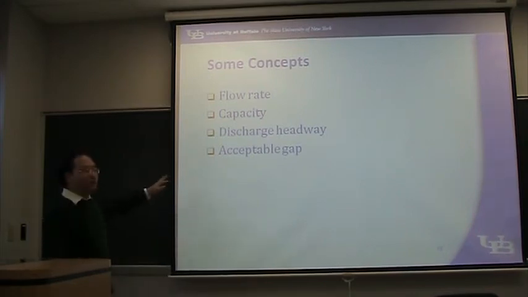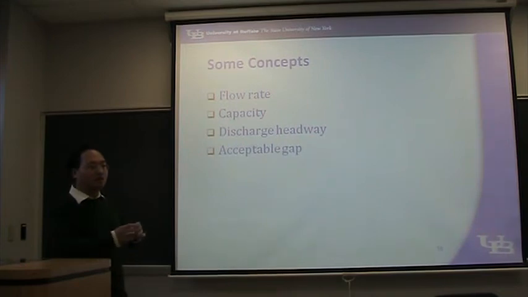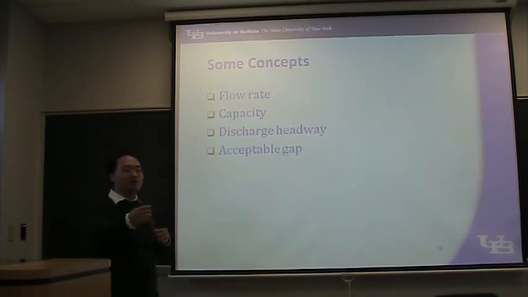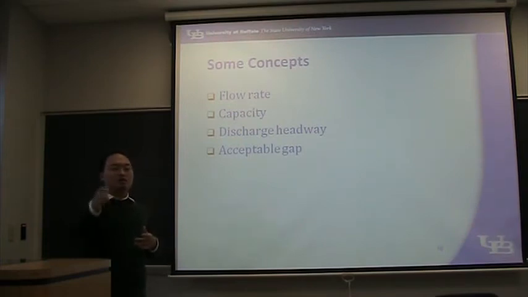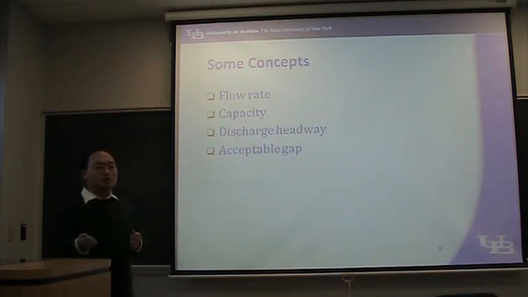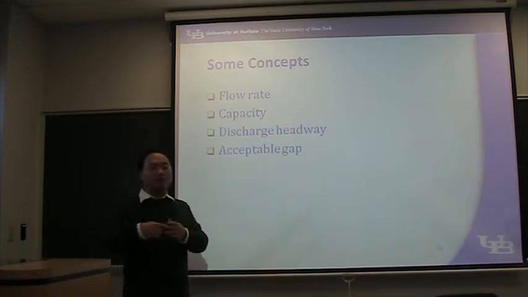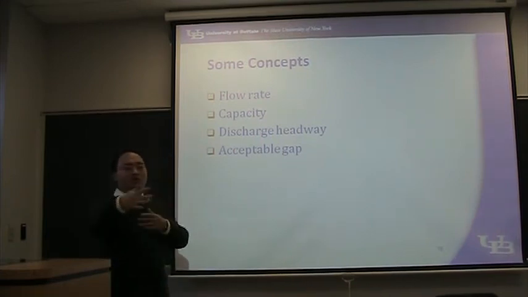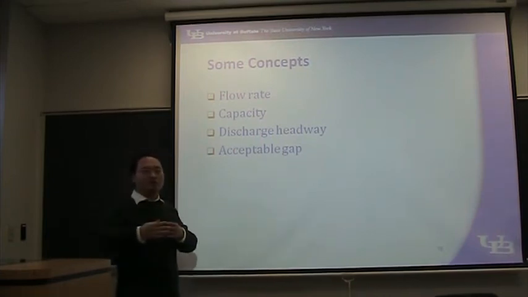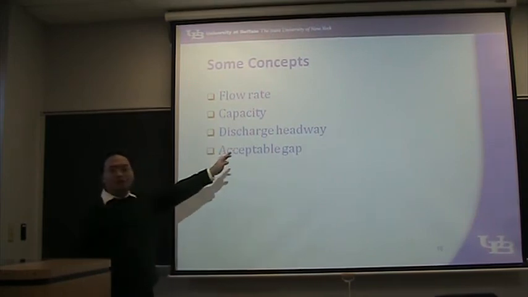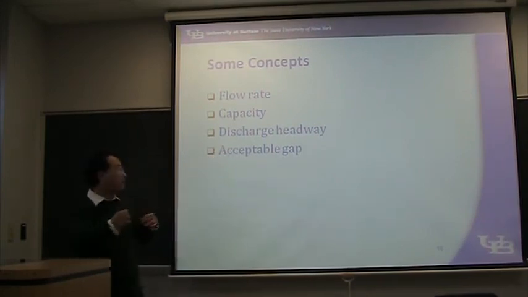Then we have discharge headway. Discharge headway means when you have a queue. For example, there is a queue waiting at a stop line when there is the red signal. When the signal goes green, the vehicles start to discharge. The queue starts to discharge. And each vehicle is waiting for a discharge headway, which means you are not starting your vehicle until the vehicle ahead of you is already so far away from you. So that's the discharge headway of a queue.